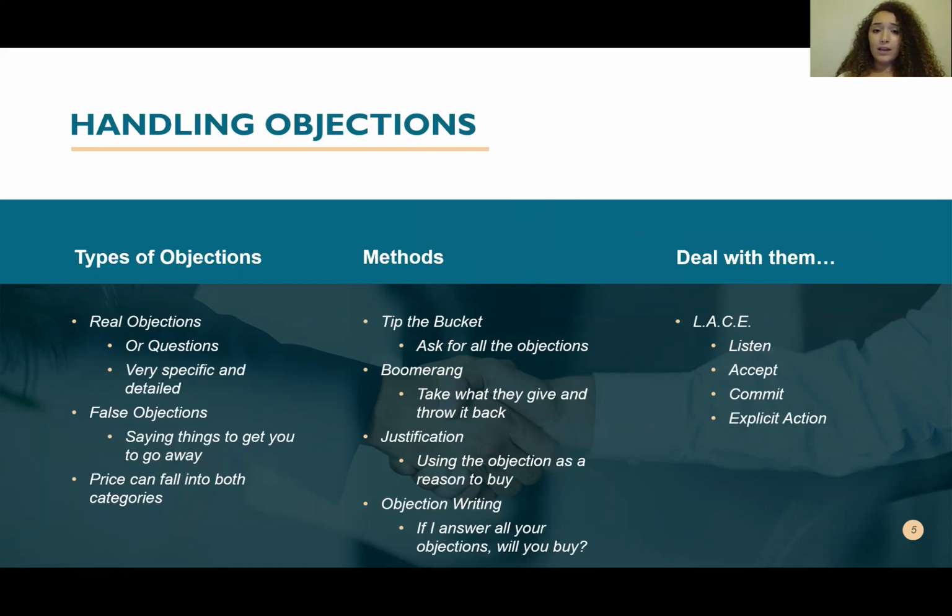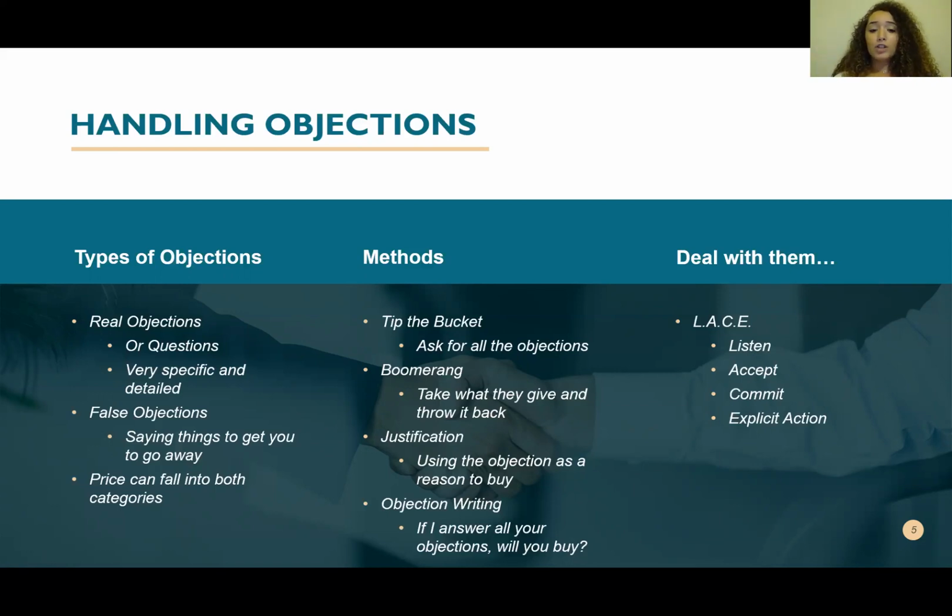There's some methods for handling objections. One of them is called tipping the bucket. So when somebody throws an objection at you, you can just ask for all of them at once so you can handle them all at the same time instead of getting them piece by piece. Another one is the boomerang, and this is where you take what they give you and you throw it back to them. You can show that, I don't know if I'll have fun. This is a great experience, a great opportunity. You don't want to miss this. Another one's justification. You're going to use the objection for a reason to buy.